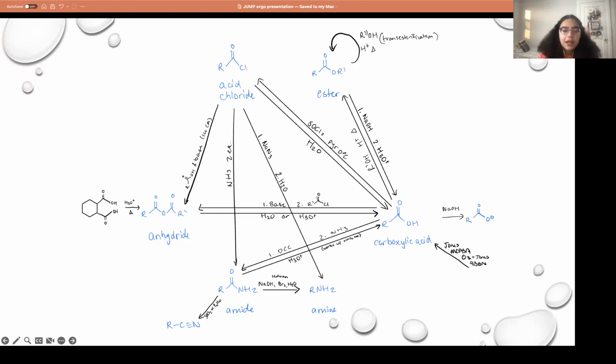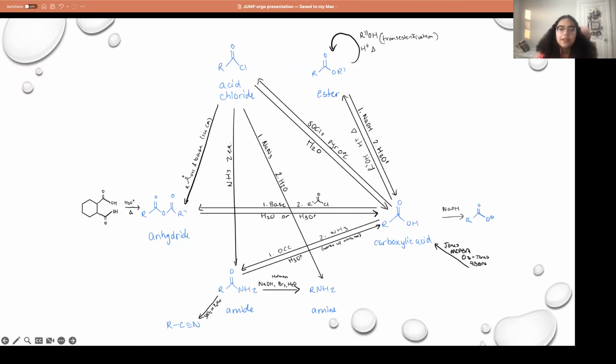That was one reaction to note. You can move between amide and amine at the bottom there, which is a Hofmann reaction: NaOH, Br2, H2O. You can also move from an amide to a nitrile.